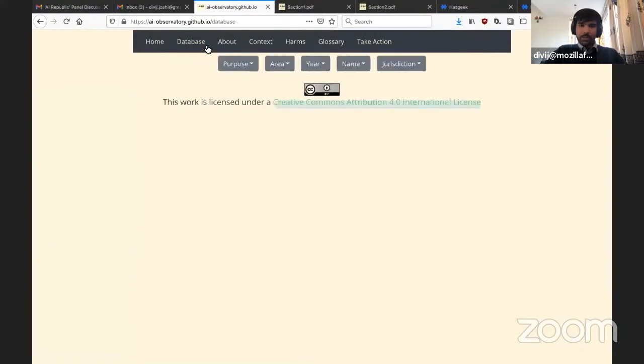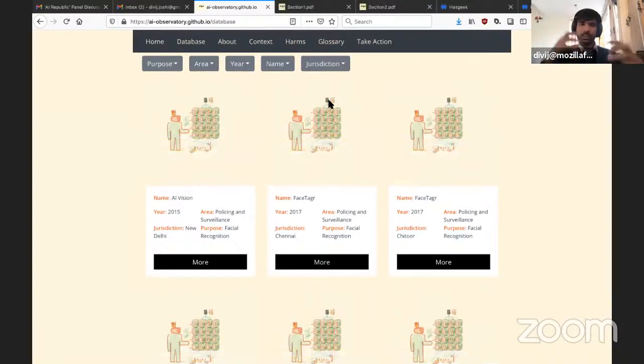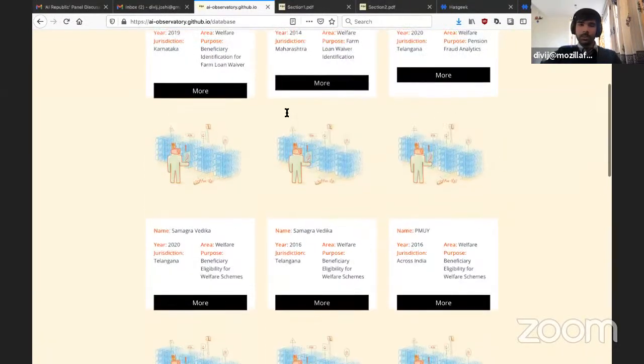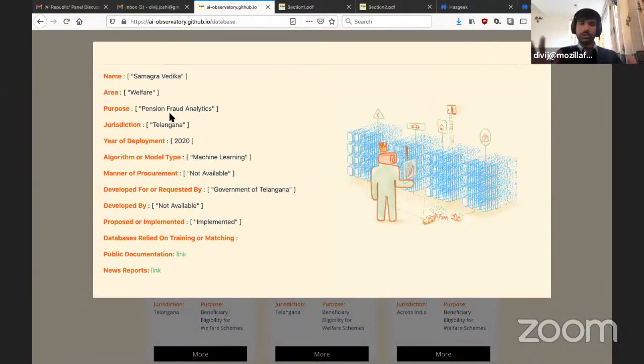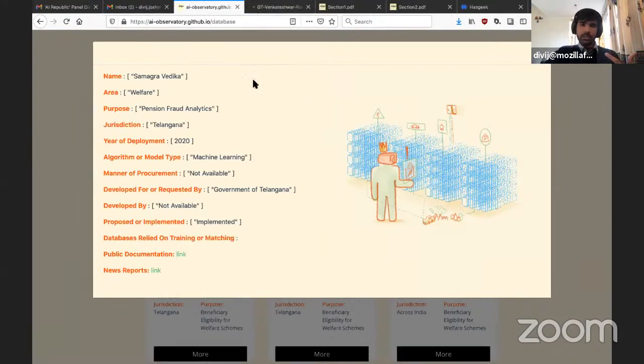I'll very quickly also take you through the database, which I guess has multiple ways to navigate. One is if you're concerned about a particular area in which automated decision making is being used, you can simply go here. I've mapped out a few of the areas in which it's being used. So if you want to see how ADM is being used for welfare, you can see all of these various systems. If we go, for example, to Samagra Vedika, you can see the purpose for which it's being used, where it's being employed, what year it was deployed, the relevant public documentation wherever that's available, and some of the news reports or what else has been written about it.